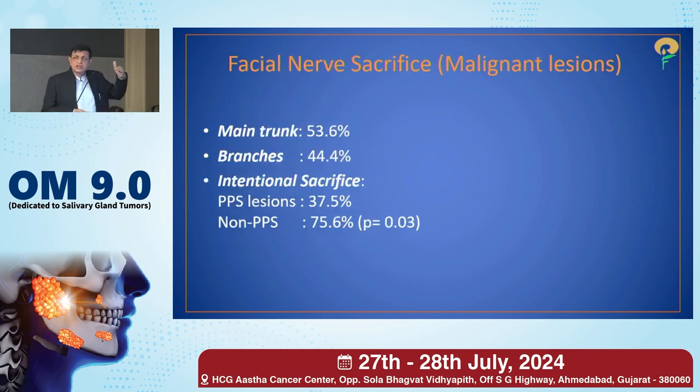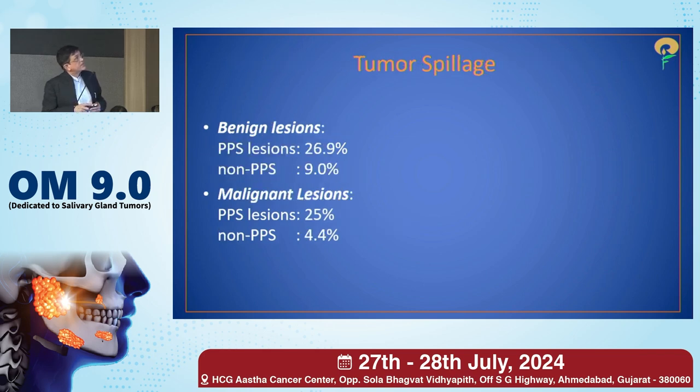Now, coming to the complications, facial nerve sacrifice, which was carried out for malignant lesions. Of all those who were sacrificed, 53.6% needed the main trunk and 44.4% needed branches. We had some excellent lectures yesterday, and I think Dr. Deepak is again going to talk to us about facial nerve reconstruction. Intentional sacrifice of the facial nerve for parapharyngeal space lesions was 37.5%, and non-parapharyngeal space, 75.6%.